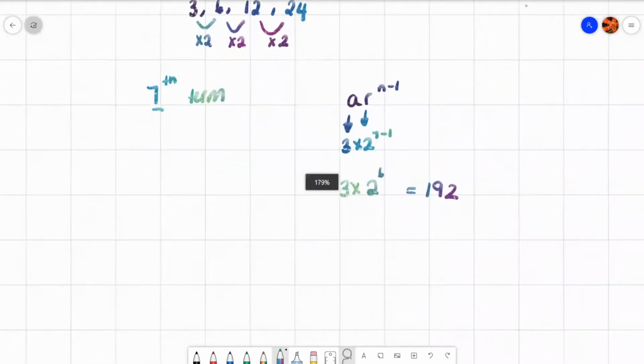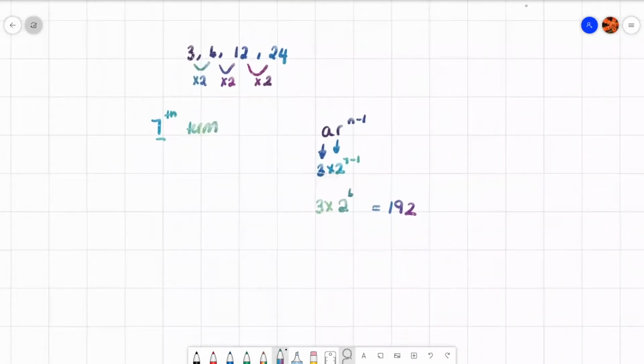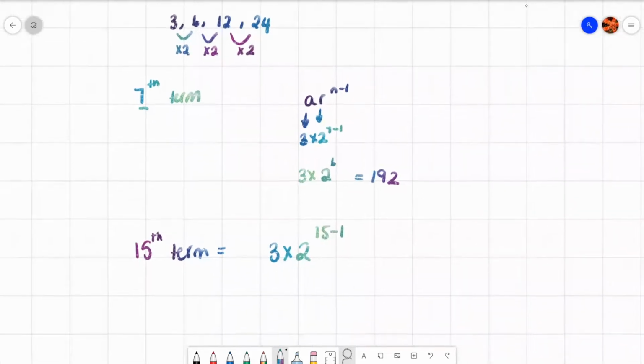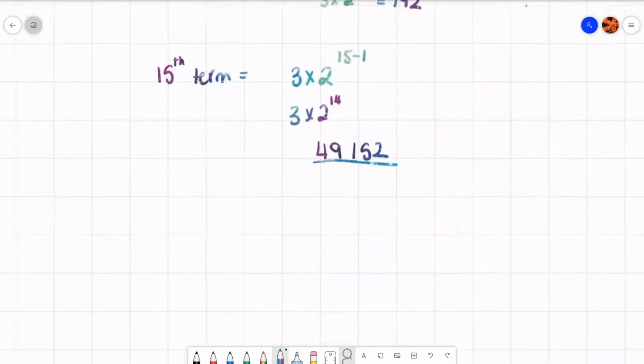What if I was to work out the 15th term then? So again, it's ar^(n-1). So 3 times 2 to the power of 15 take away 1. Well, that is 3 times 2 to the power of 14. Again, you would use a calculator for this. When I tap that into my calculator, I get 49,152. Okay. Shall we have a look at another example like this, and then we will move forward from this?